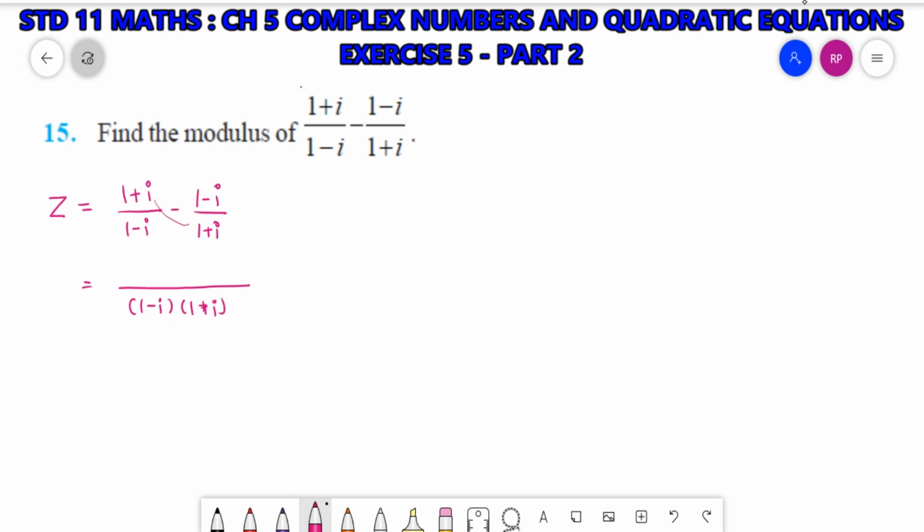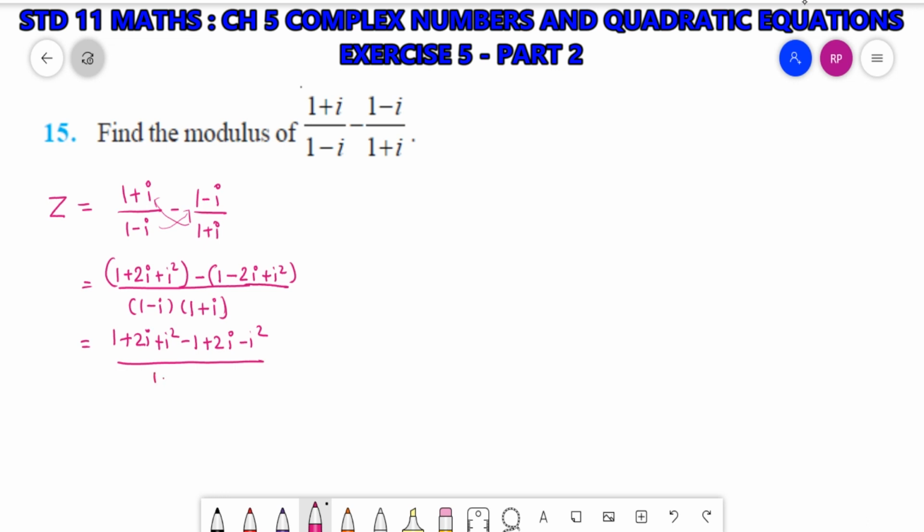This will be (1 + i)(1 + i), that is (1 + i) whole square, which means a² + 2ab + b², that is 1 + 2i + i², minus. The same will be the situation here: (1 − i)(1 − i), (1 − i) whole square, a² − 2ab + b², so 1 − 2i + i². This will be equal to 1 + 2i + i² minus 1 plus 2i minus i², upon (1 − i)(1 + i).